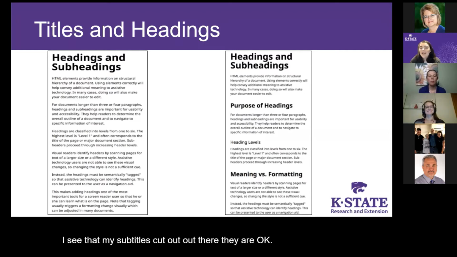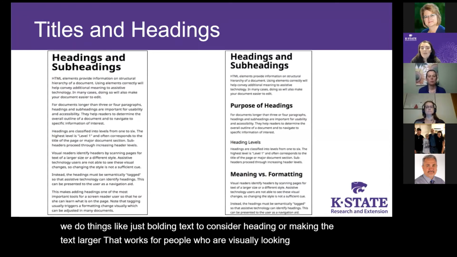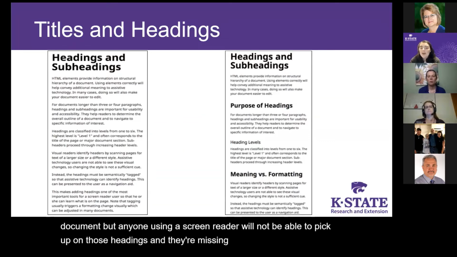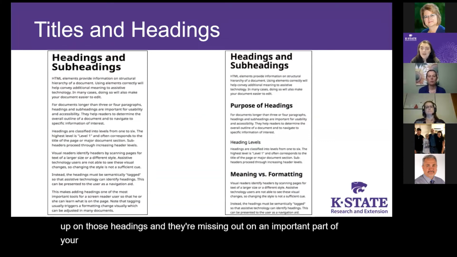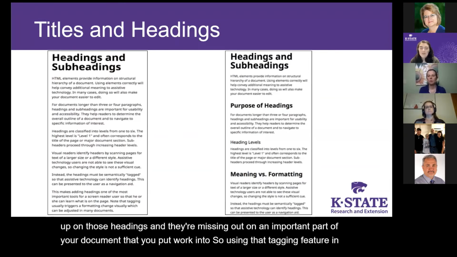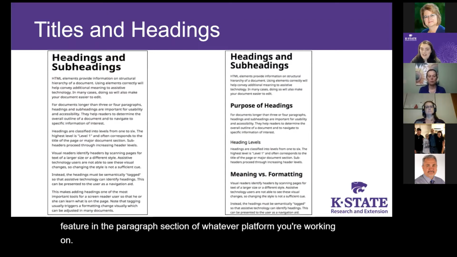So by tagging it, we make it available to screen readers as well. When we do things like just bolding text to consider a heading or making the text larger, that works for people who are visually looking at a document, but anyone using a screen reader will not be able to pick up on those headings, and they're missing out on an important part of your document that you've put work into. So using that tagging feature in the paragraph section of whatever platform you're working on will help people to understand your content better.